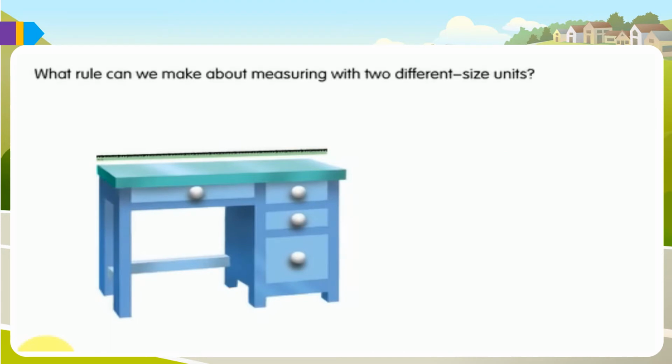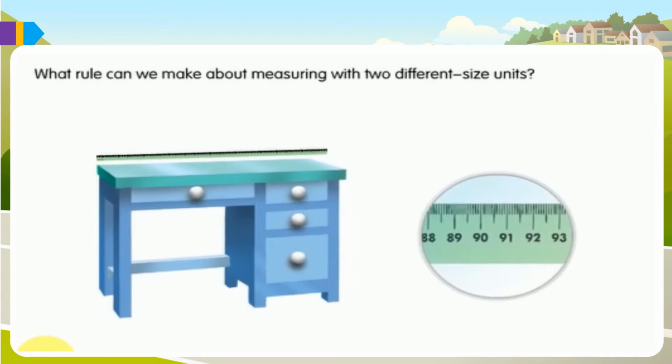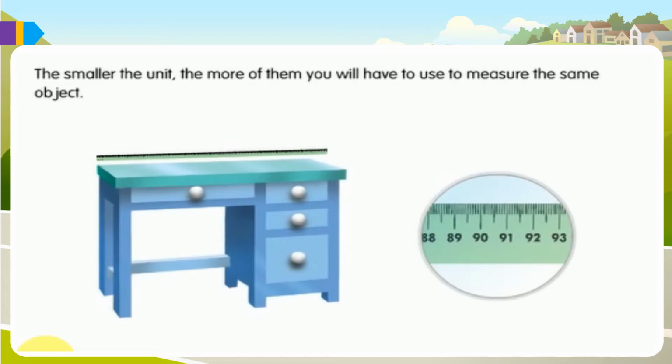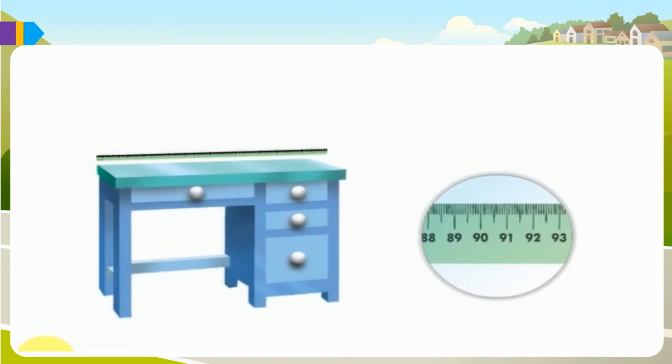What rule can we make about measuring with two different size units? The smaller the unit, the more of them you will have to use to measure the same object. So this is the main concept which we are going to use in our lesson, that the smaller the unit, the more of them you will use.